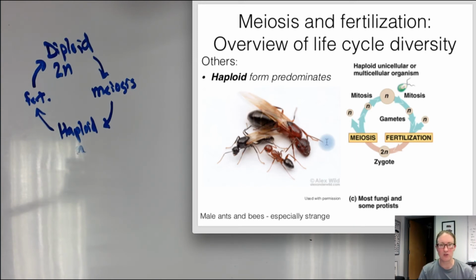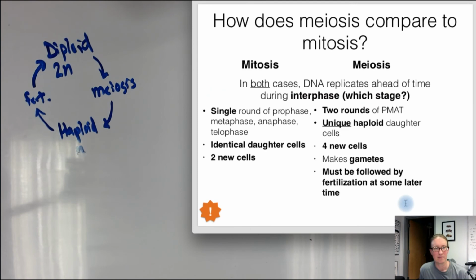And the same is also true, as I've illustrated here, for some fungi and for protists as well. In those forms, most of the lifetime is spent as a haploid and just a little bit of time as a diploid. Okay, so that's an overview for thinking about meiosis, and now we're going to dive in a bit further to explore how meiosis compares to mitosis.